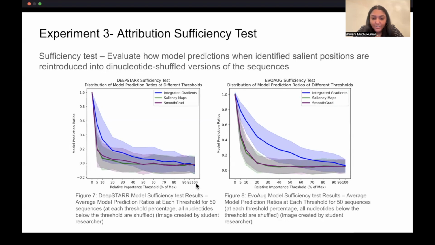Additionally, if we look at this last threshold interval from 95 to 100%, where the same nucleotides that were necessary in the previous test are the ones that are intact here, the model prediction ratios are close to zero in both models, showing that those nucleotides that were necessary are not sufficient for the model to have high predictions, and that the low-scoring nucleotides do have notable contributions to the model's predictions.